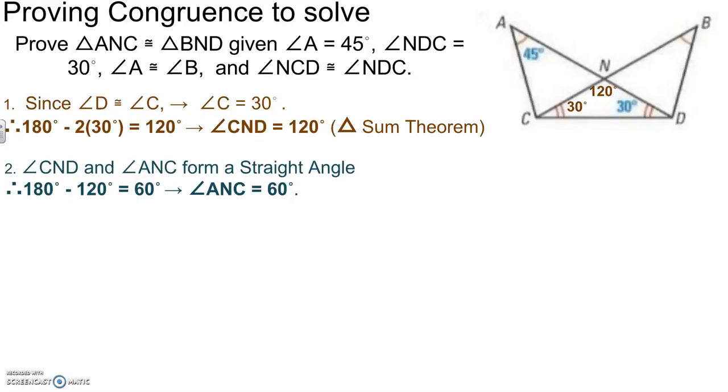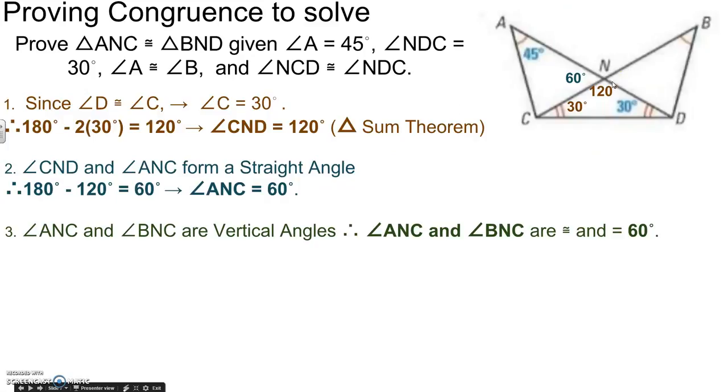Angle CND and angle ANC form a straight angle, meaning it's a straight line. So anytime you have a straight line, we could say that together this makes 180 degrees. So since this is 180 degrees, 180 subtract 120 leaves us with 60 degrees, right? Over here.